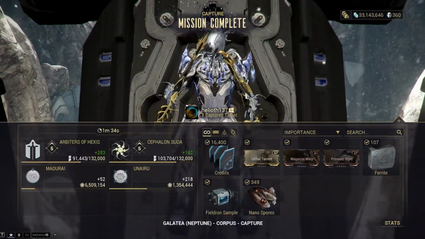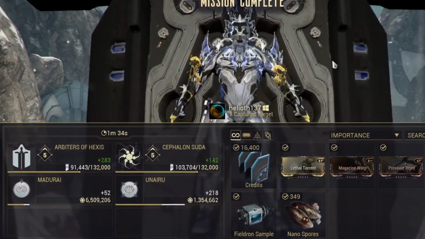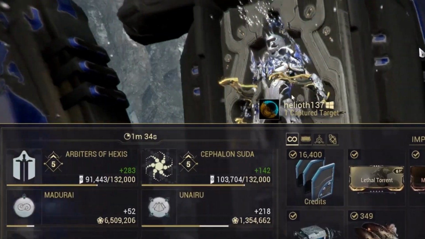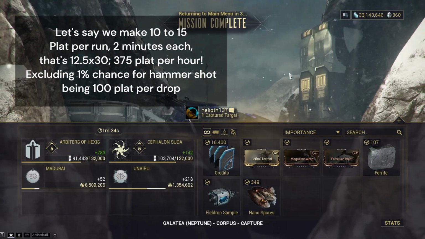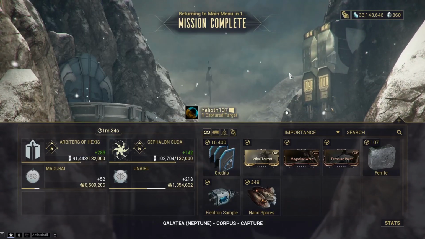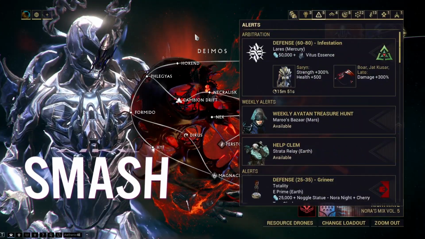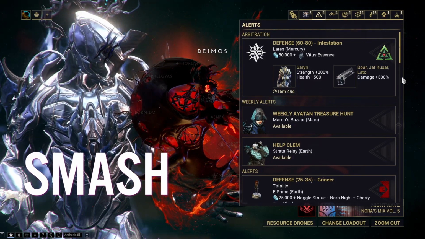That we can sell for some platinum. Lethal Torrent, let's have a look at how much that is worth on Warframe.market. Is it worth anything nowadays? 20 platinum, you know?